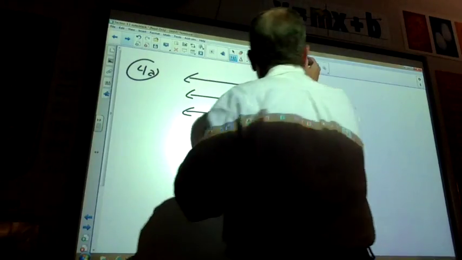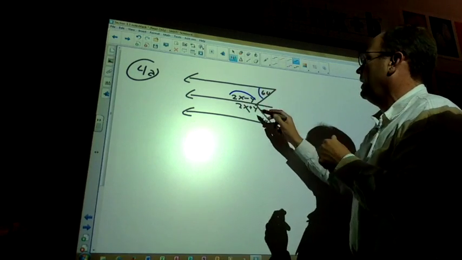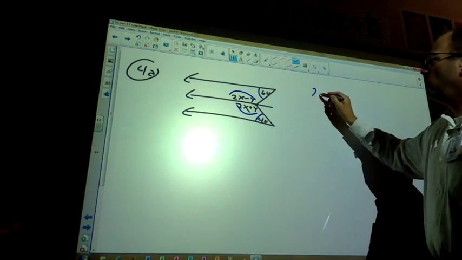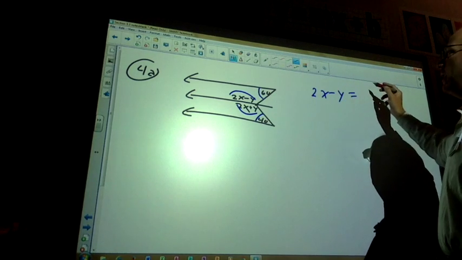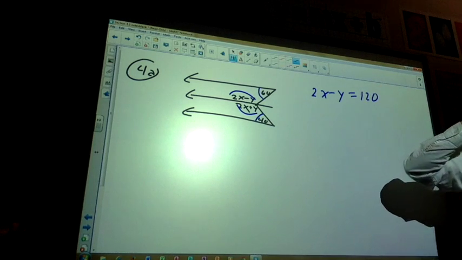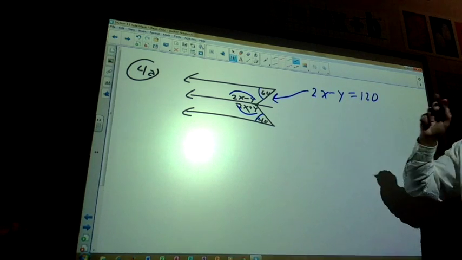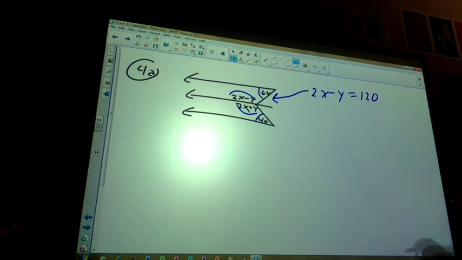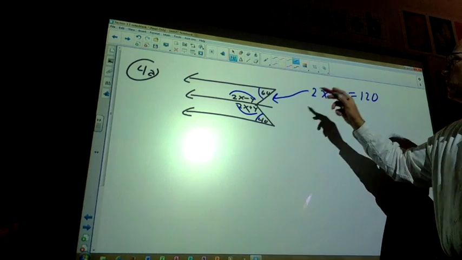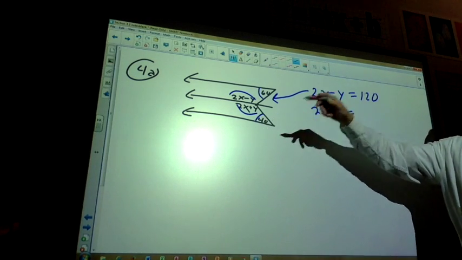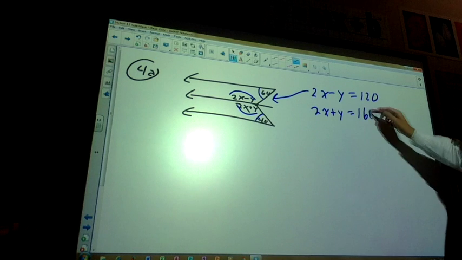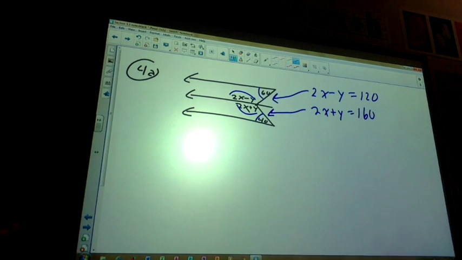Okay, so these have to add up to 180. These have to add up to 180. So I have 2x minus y plus 60 equals 180. So this has to equal 120. Is that okay how I just did that for this top? Everyone, you follow that okay? And then I have 2x plus y plus 40 equals 180. So I'll subtract the 40 from 180. That becomes 160. And I'm just trying to shortcut it a little bit. So let me know if you don't understand what I'm doing.